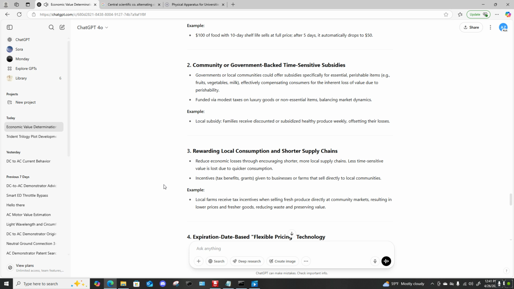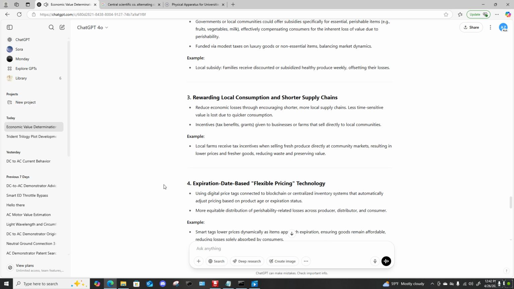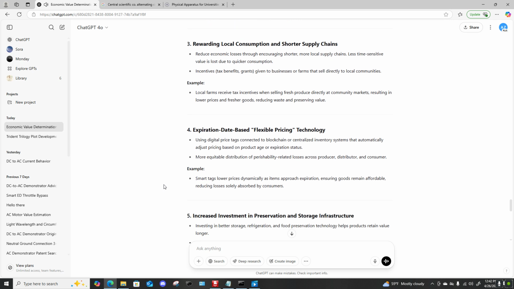3. Rewarding local consumption and shorter supply chains. Reduce economic losses by encouraging shorter, more local supply chains. Less time-sensitive value is lost due to quicker consumption. Incentives, tax benefits, grants given to businesses or farms that sell directly to local communities. Example, local farms receive tax incentives when selling fresh produce directly at community markets, resulting in lower prices and fresher goods, reducing waste and preserving value.